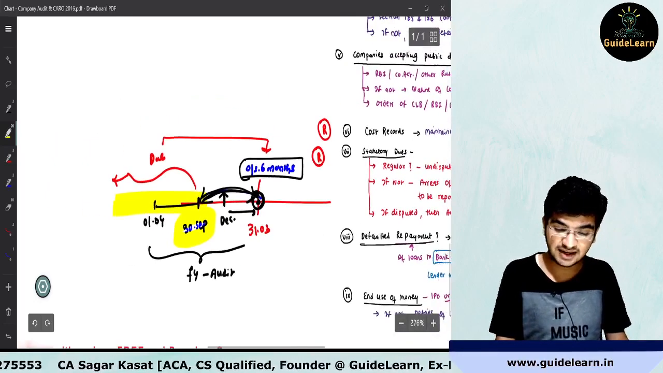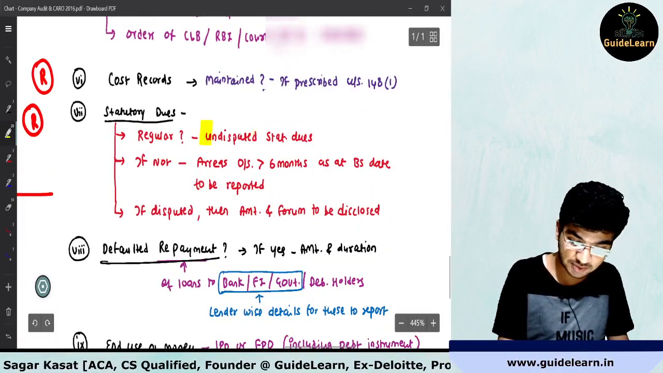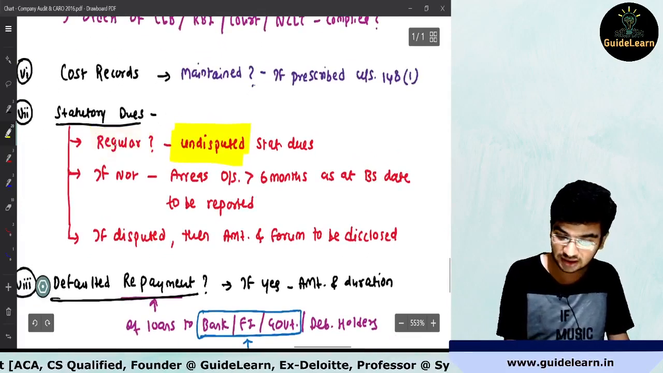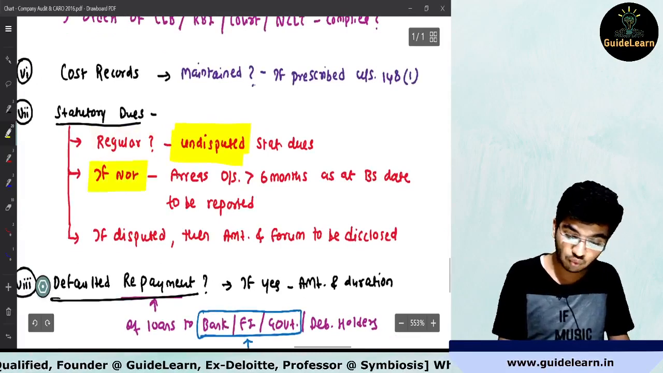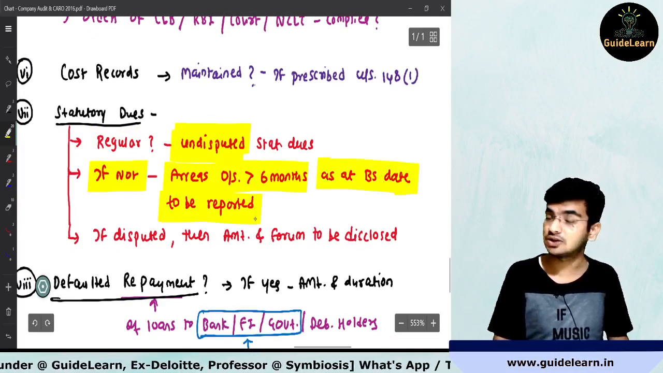Perfect. So this is very important thing that has to be considered by the auditor. Obviously, these are the undisputed statutory dues only. So very first thing, stat dues are regular or not with respect to what, undisputed stat dues. Then second, if not, then what are the arrears outstanding for more than 6 months as at the balance sheet date that need to be reported.